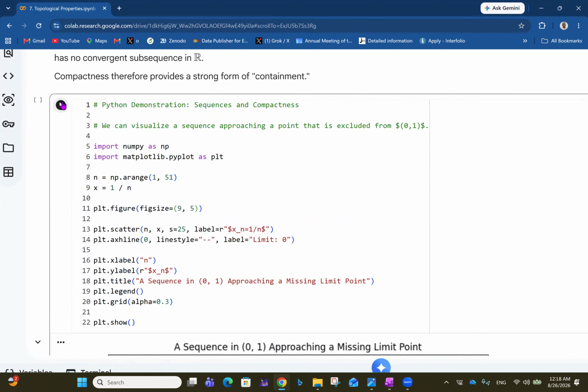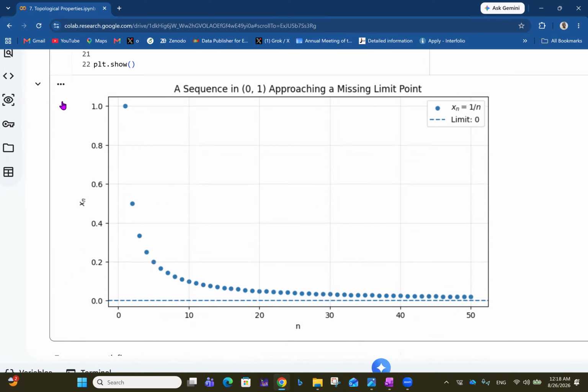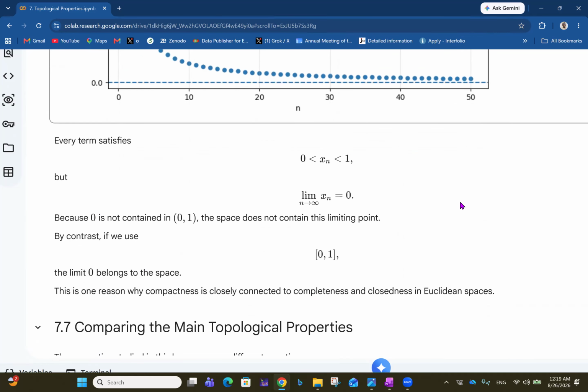So we have all of this going, and then this is exactly what happens. You see xn is going all the way down, converging towards 0, and then the limit, of course, is 0. So we have boundedness, but no closedness, so no compactness, basically.